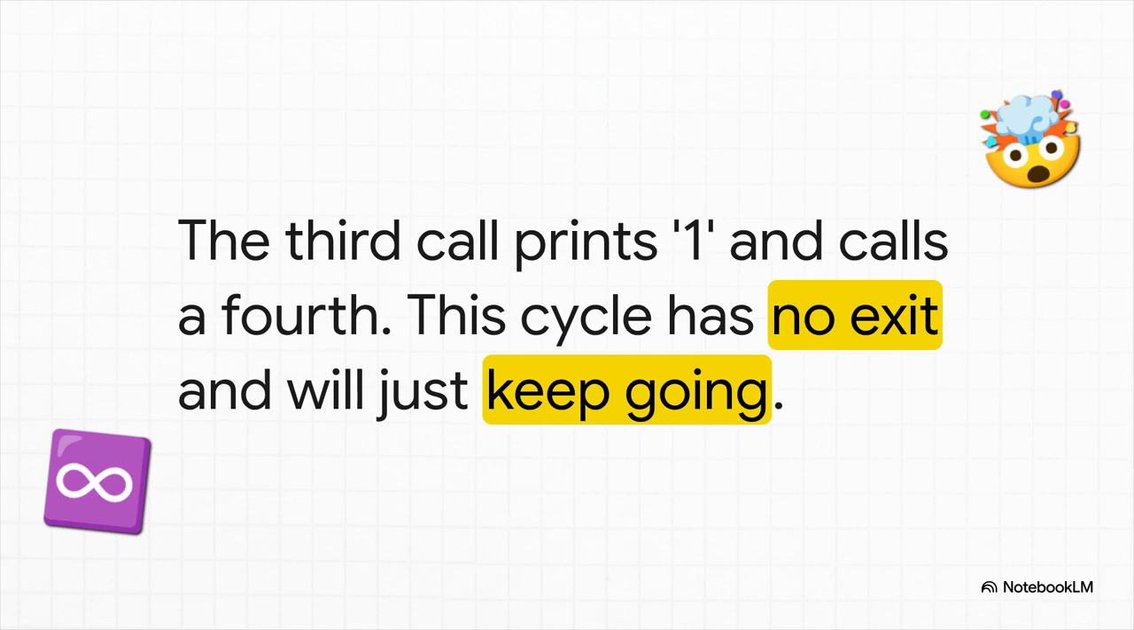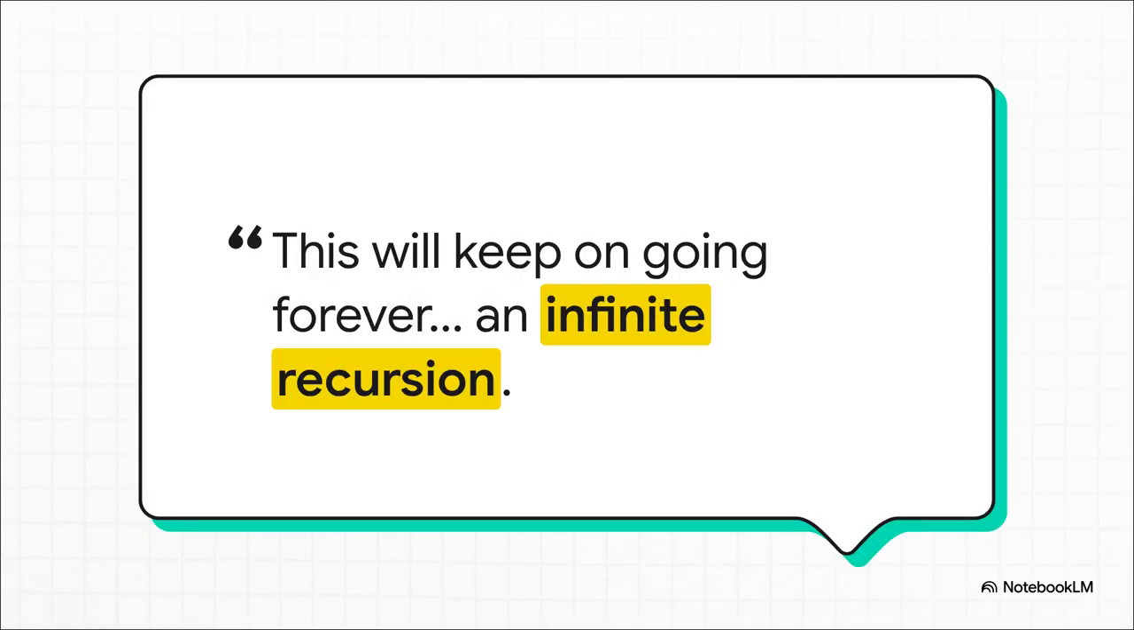There's no exit, no stop sign. It's just an endless chain of calls. And there's a name for this. It's called an infinite recursion. It's a loop that never ends. But here's the thing, a computer can't actually do something forever. Its resources are finite. So, what breaks first?